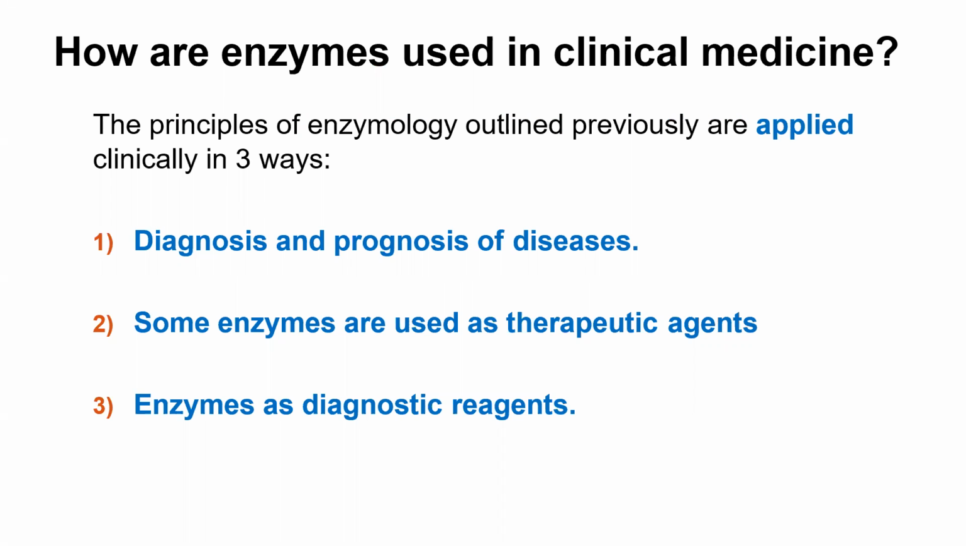So how are enzymes used in clinical medicine? They're used in diagnosis and prognosis. They are used for curing as part of therapeutic agents, and as part of diagnostic reagents. I mean, not really diagnosis and prognosis. The first one is like you take out blood and look for biomarkers, but they can also be part of a reagent.